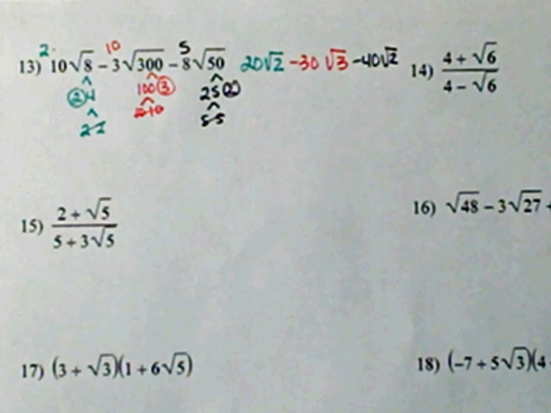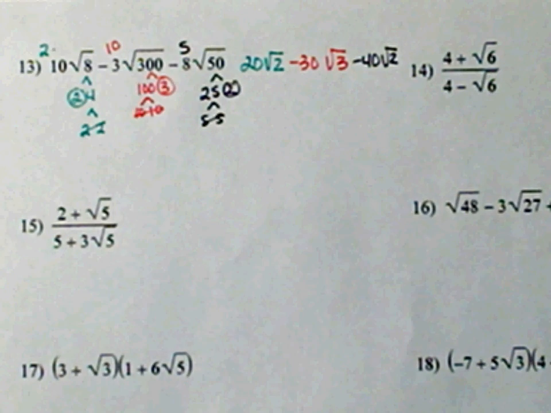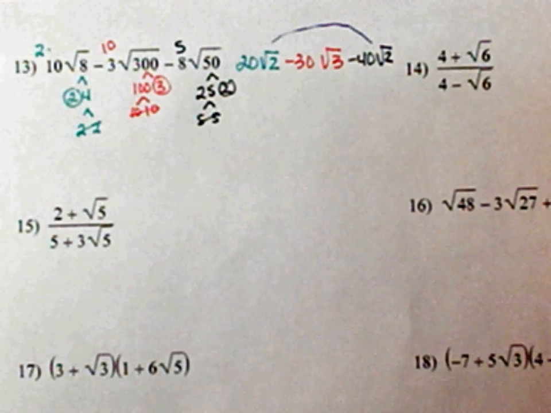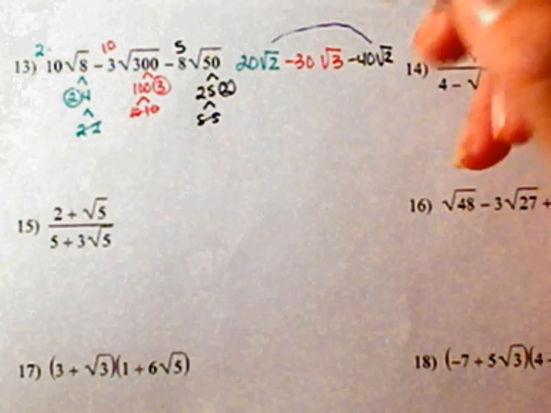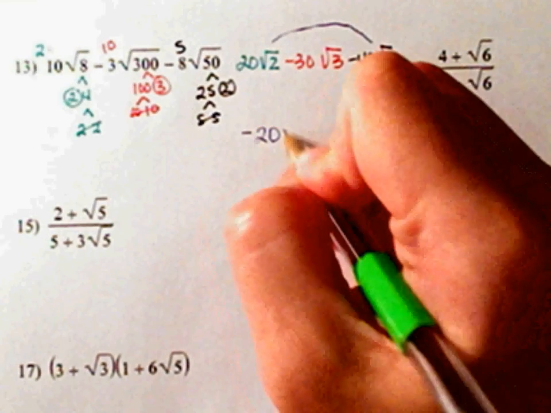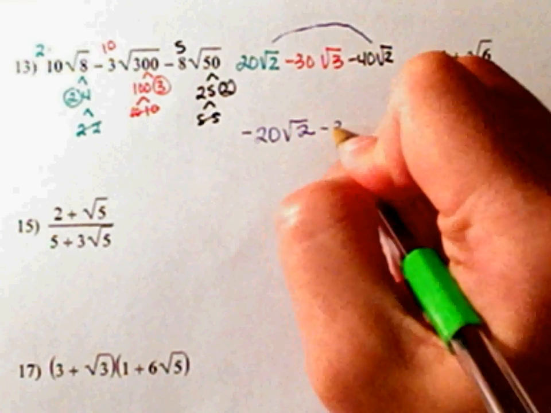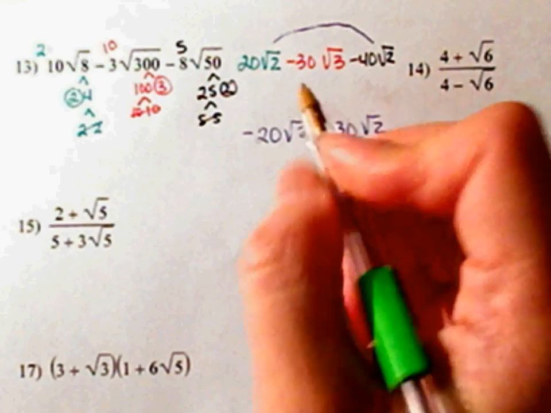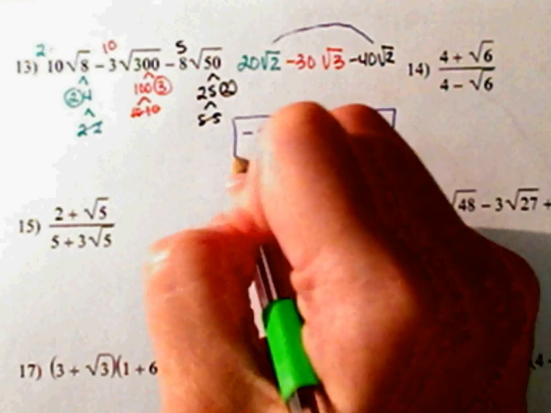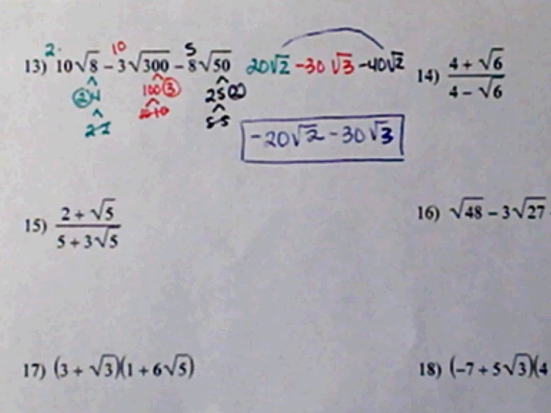Okay? Now if you look, you can see how there's 2 of them that look alike. These guys have the same root and the same radicand, so you can add or subtract them. 20 minus 40 is negative 20, square roots of 2. And just bring down your second term. Oops, square roots of 3. My apologies. So there's your solution right there for number 13.